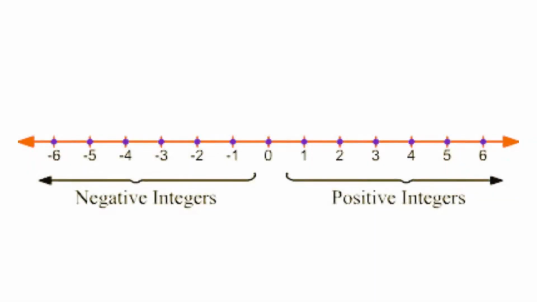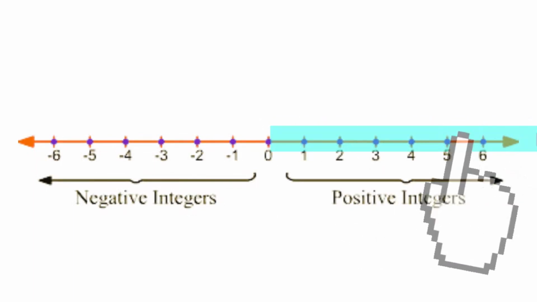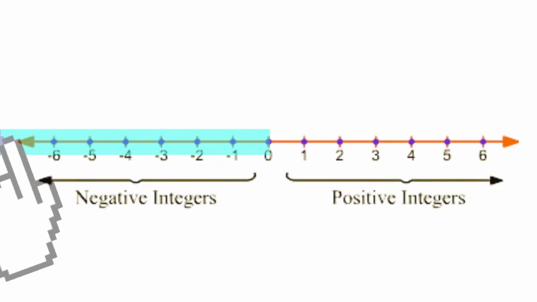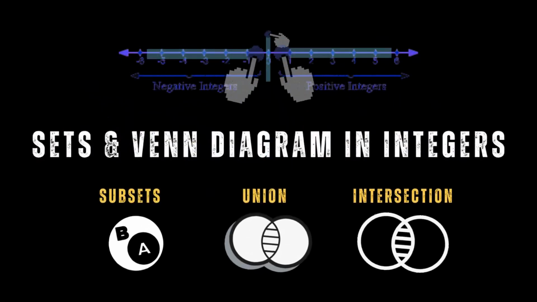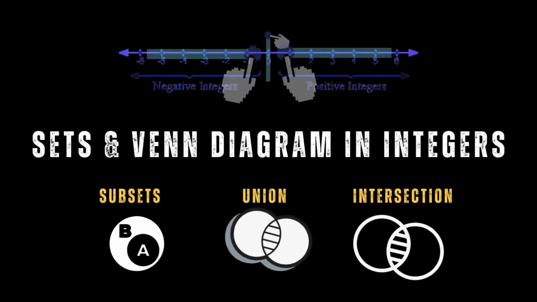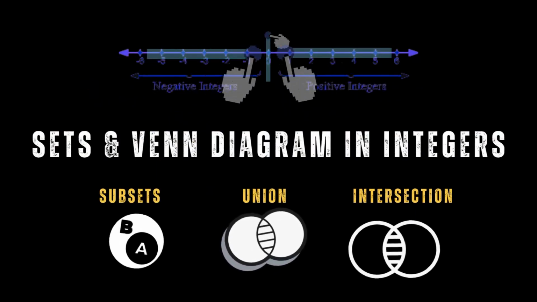Today, we'll delve into the world of integers, a unique set of numbers that include positive, negative, and zero values. We'll use the notion of sets and Venn diagrams to grasp the concept of integers better. Let's unlock the magic of integers. Let's start with some intriguing examples to understand integers.